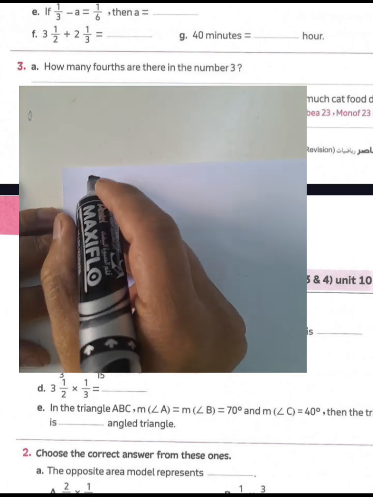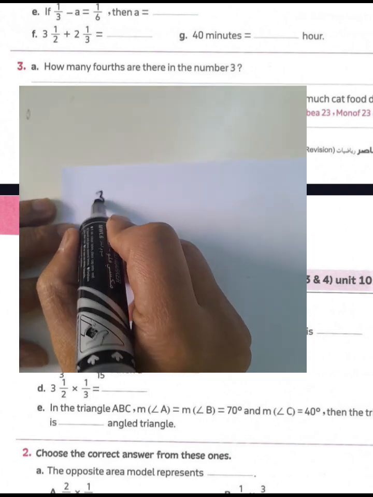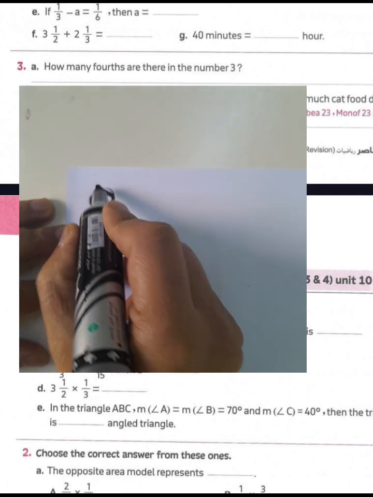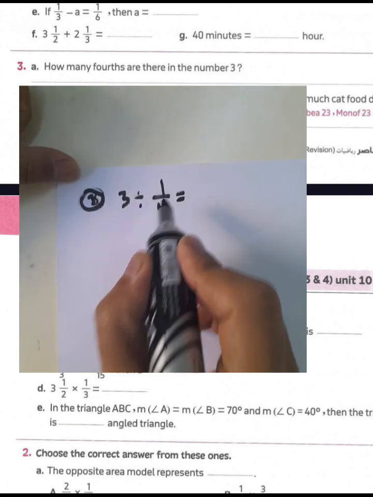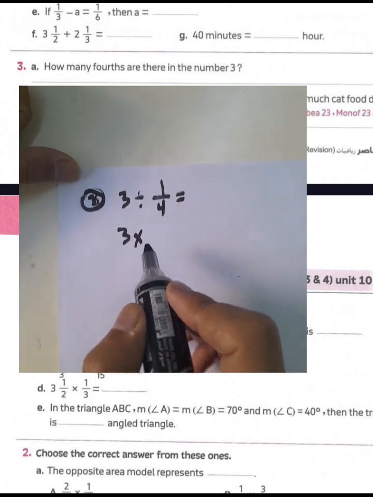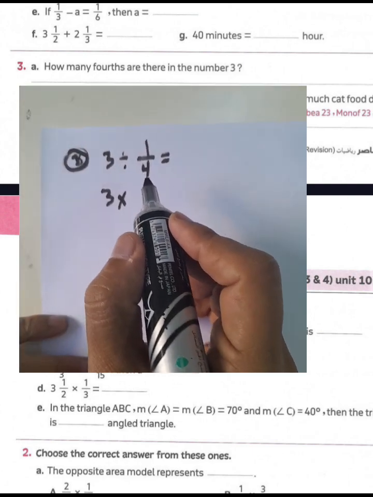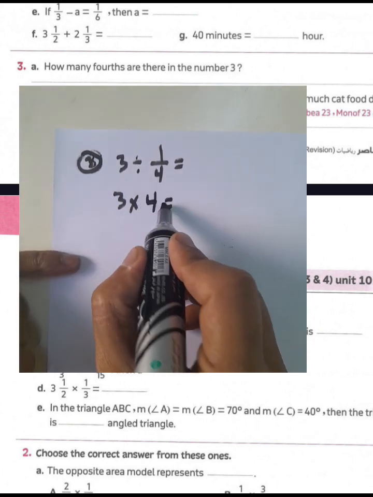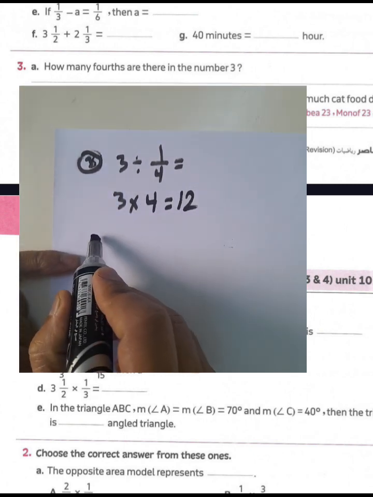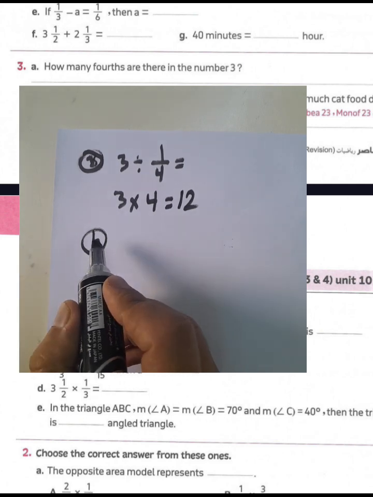Letter A, how many fourths are there in the number 3? We can write 3 divided by 4. Write 3 and convert from division to multiplication. Write the inverse of 4. The division becomes multiplication with the inverse, and the answer will be 12. It was question letter A. Letter B.